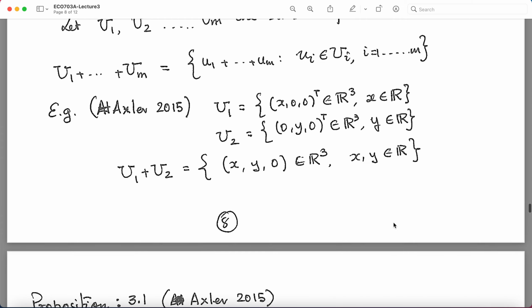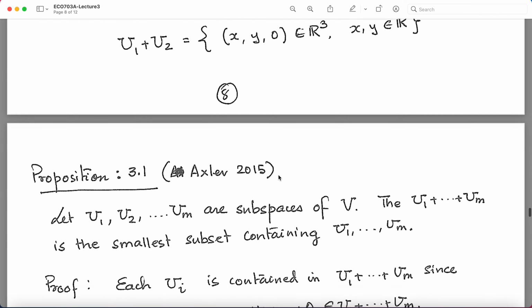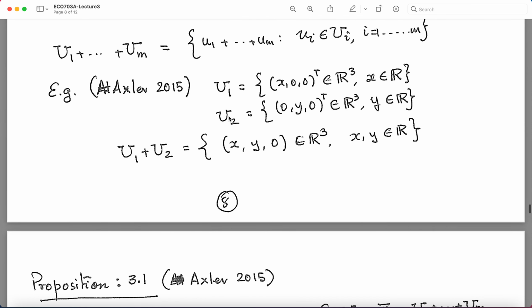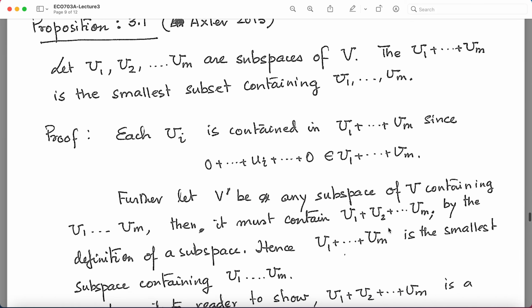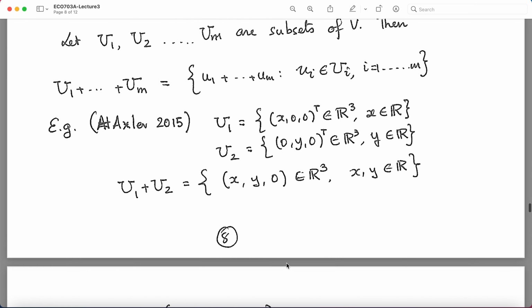Here one has to be very careful that when I am summing up subspaces, will U1 plus U2 plus ... plus UM be a subspace? That is a key thing to keep in mind. When U1 and U2 are subspaces, the sum will be a subspace, but if they are not subspaces, the sum may not be a subspace, it can be just a subset. Because what happens if U1, U2 are subspaces?